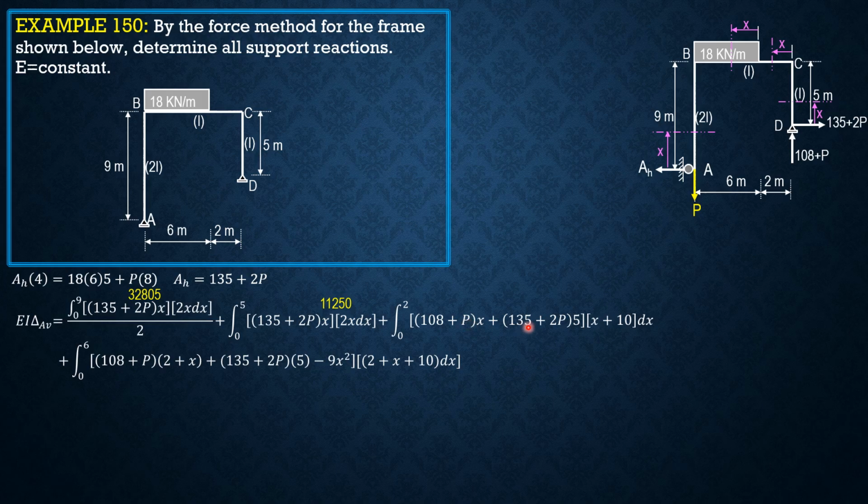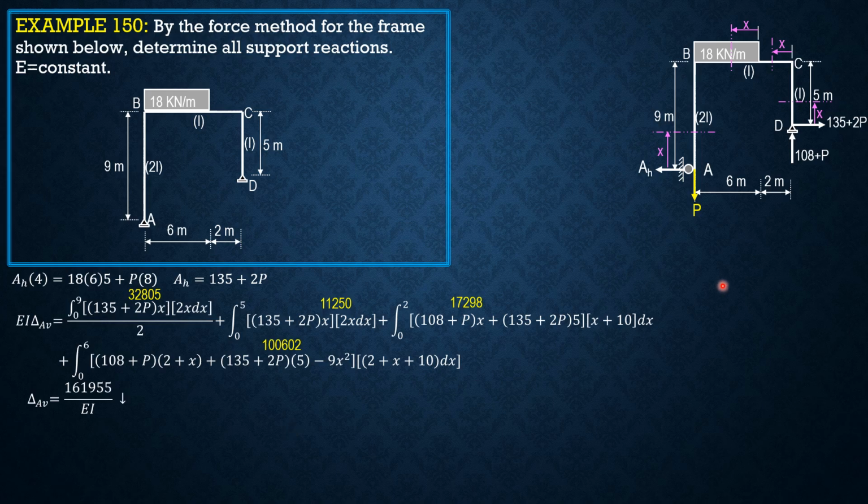Here, after setting P to 0, the integral of 108x plus 135 times 5 close times x plus 10, the integral is from 17 to 98. Here, after setting P to 0, the integral using your calculator is 100,602. So EI delta EV is the sum of these yellow values, and that is equal to 161955 over EI downward.